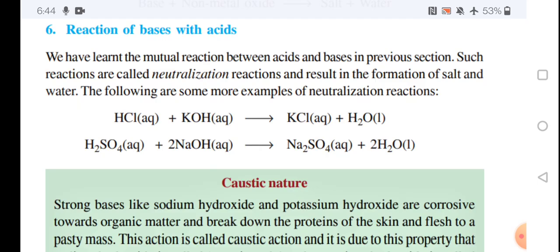When acid and base react, they give salt and water. That is the reaction of bases with acids. We have learnt the mutual reaction between acids and bases in the previous section. Such reactions are called neutralization reactions, and they result in the formation of salt and water. The following are some of the examples.